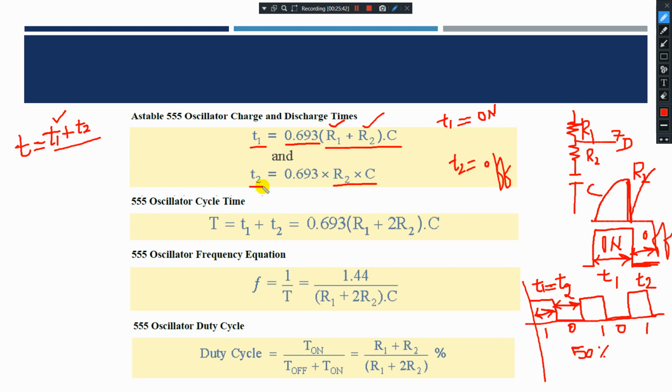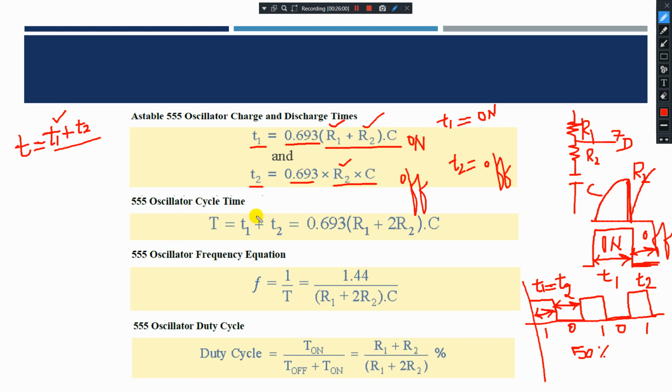Next, to calculate T2, we take 0.693 times R2 times C. Why only R2? Because it is the discharging resistor. So that gives you the off condition, and the earlier one gives you the on condition.